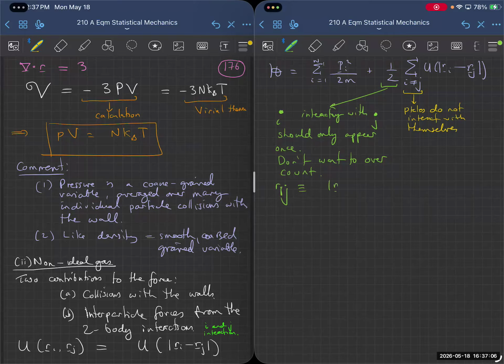So then I'm going to define vector Rij to be equal to the vector Ri minus Rj. And I'm going to write down the virial is equal to the ideal gas virial, which we just calculated, plus some change delta V, and we're going to then compute the contribution from the interactions.